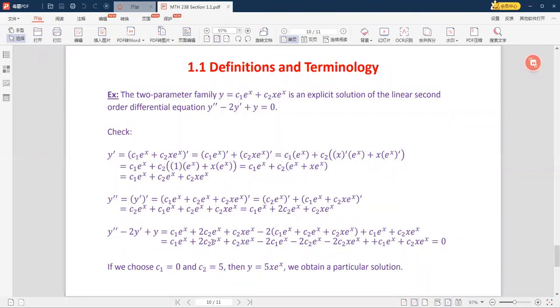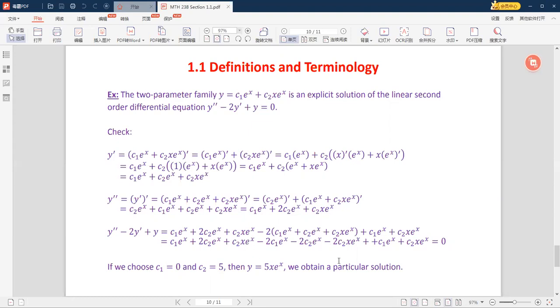For the C2 e to the x, we got a 2 C2 e to the x, and -2 C2 e to the x. They cancel completely. Okay. So we cancel those 5 terms. 1, 2, 3, 4, 5. And then we are left with 3 more terms.